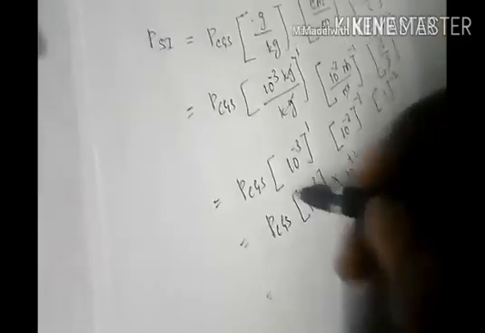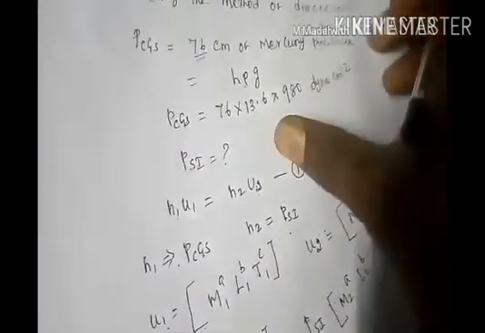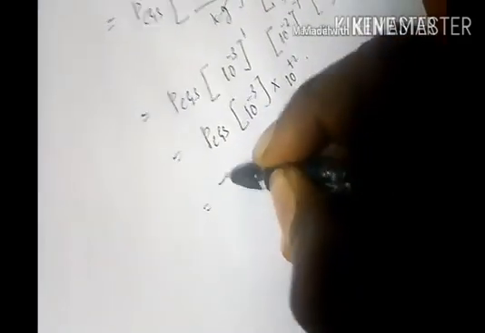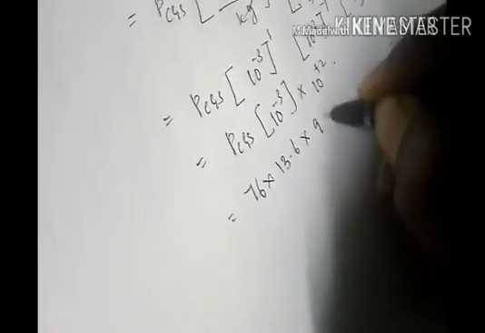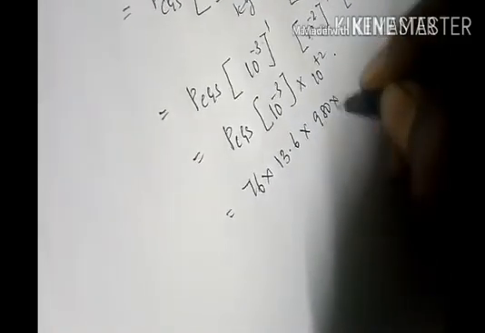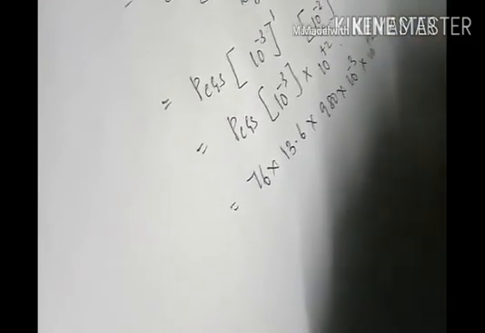So here we will substitute this pressure in CGS system. We already found out the pressure in CGS system. The pressure in CGS system, what? This is the pressure in CGS system, the numerical value. The value is 76 into 13.6 into 980 into 10 power minus 3 into 10 power plus 2.